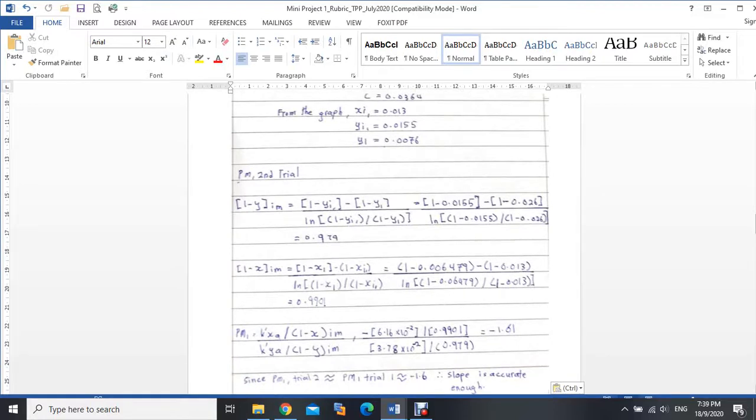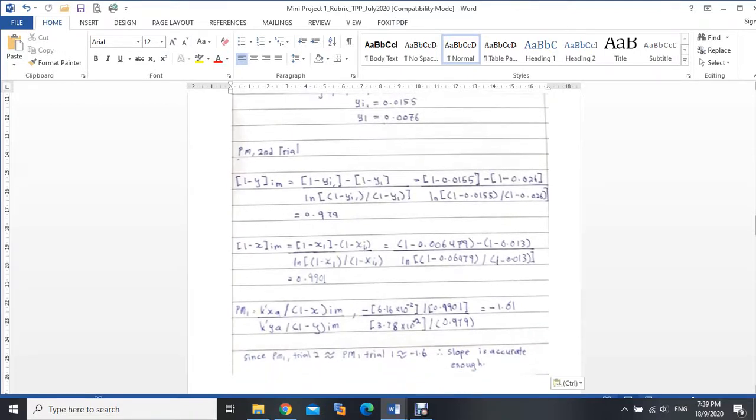Okay, we must insert it back right here. We have to solve 1 minus YIM and 1 minus XIM, and these two equations you can get from the appendix. Y1 and X1 are already in the question, which is the material balance, and XI1 is from the previous value we get on the graph.